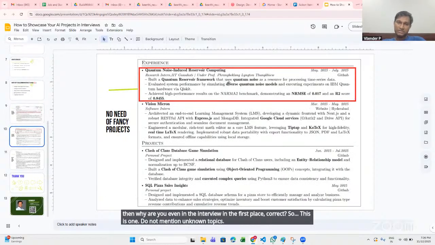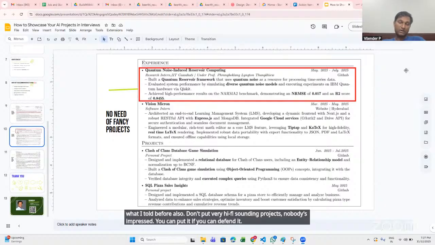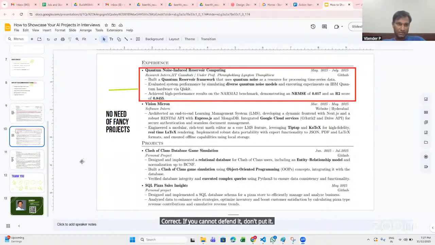Second, no need of fancy projects. This is what I told before also. Don't put very hi-fi sounding projects. Nobody's impressed. You can put it if you can defend it. If you cannot defend it, don't put it. Put simple projects where you solve a good problem and you can justify it.